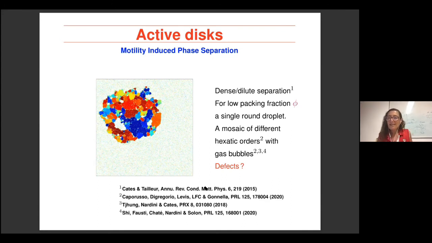The coloring means that there is different orientational order within this dense droplet. Within the dense droplet, there are patches which are of microscopic length, not macroscopic length. The size of the droplet is macroscopic, similar to the system size. But within the droplet, you have microscopic patches of different orientation, different local hexatic order. And there are topological defects on the interfaces between these hexatic patches, which are also interesting to study.